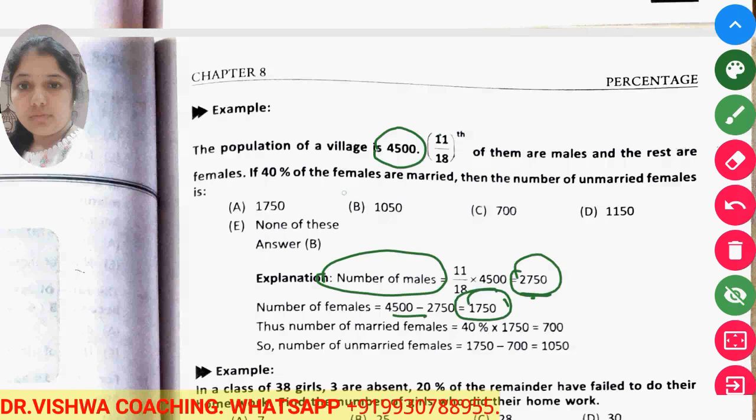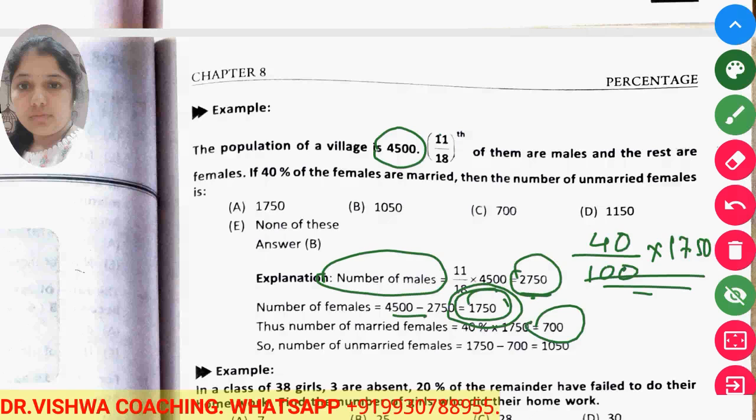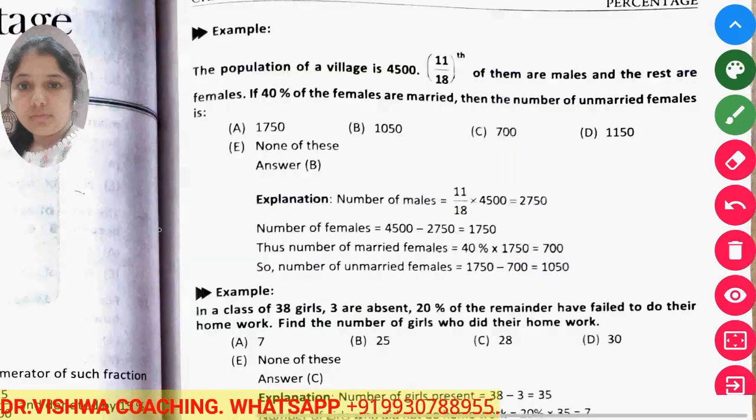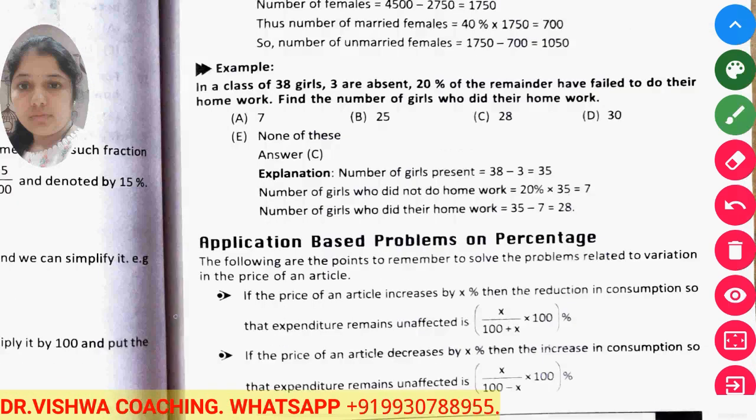And now we know how many are married, 40%. So out of these females, 40% are married. So 40 upon 100 multiplied by 1750 gives you the answer 700. Okay, now 700 females are married, so 1750 minus 700 gives you the number of unmarried females in the village. Understood? So this is the way we solve problems that are based on percentage.